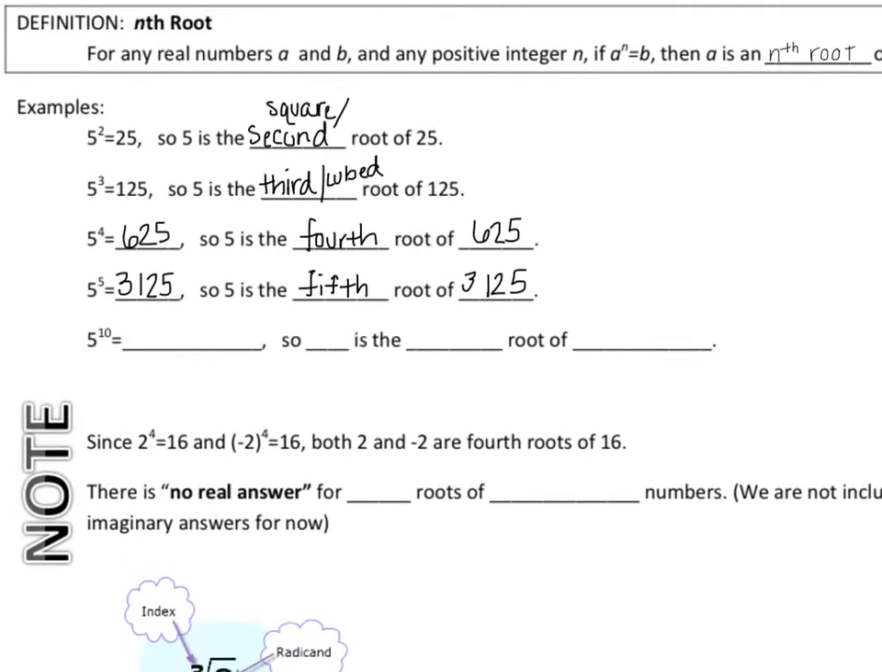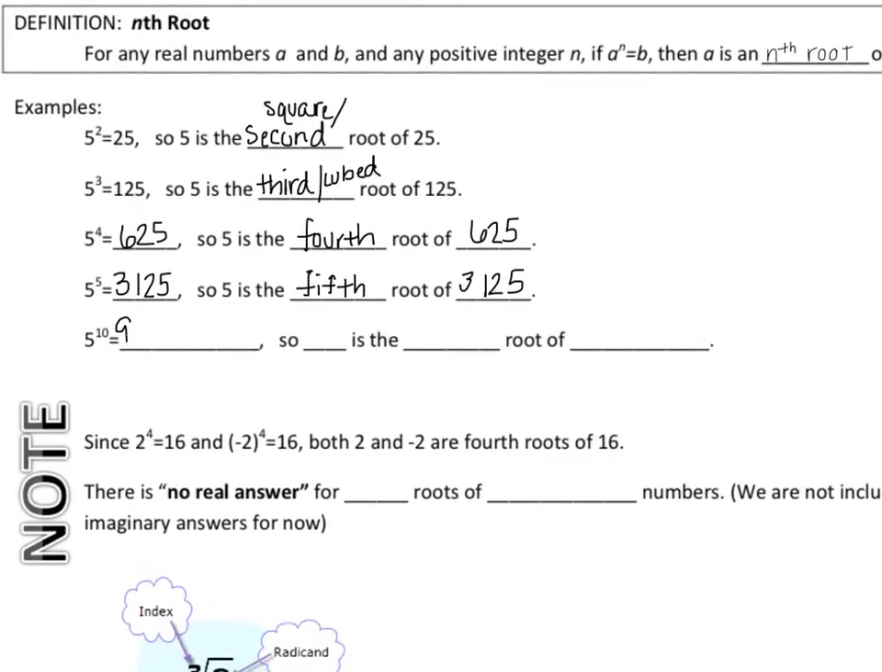All right, what's 5 to the 10th? 9,765,625. So what is the what root of what? 5 is the 10th root of that number, 9,765,625. I'm proud of myself. I can say that long number.